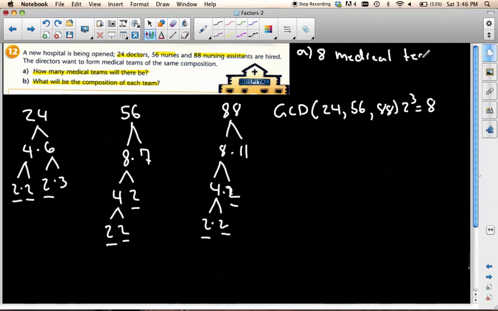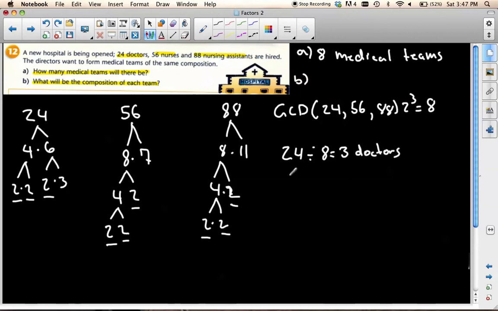Now, what if we want to answer the next question? So answer question B, which asks us, what will the composition be of each team? Well, since we have 8 teams, we need to make sure we get doctors and nurses and nursing assistants for each one. And we need to use our greatest common divisor to figure out what that'll be. So if we take 24 and divide it by 8, we get 3. Okay, so we know we'll have 3 doctors.